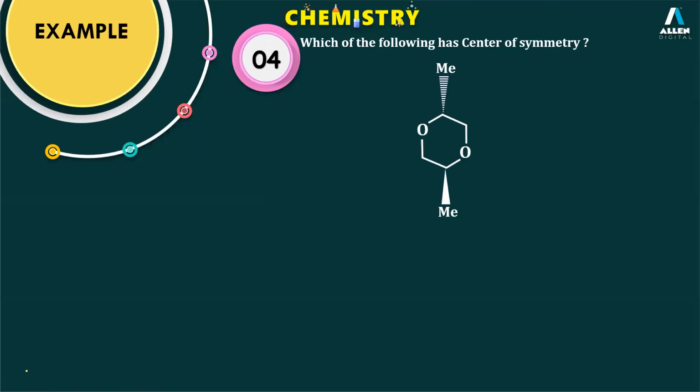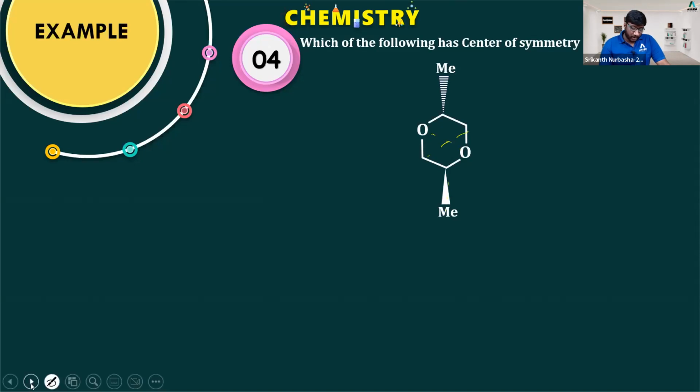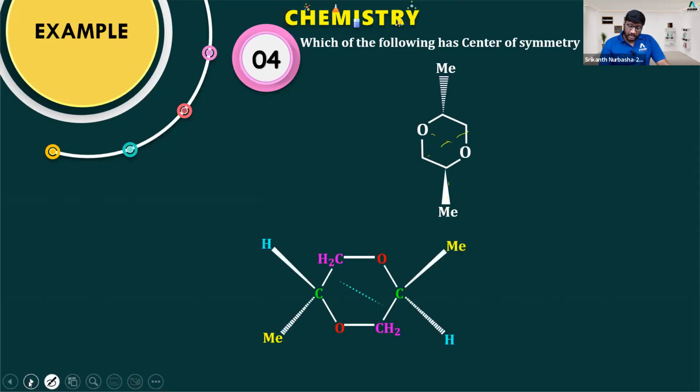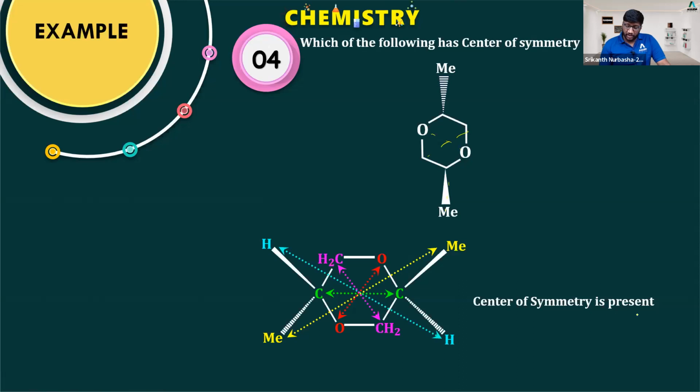Yes, sir. Yes or no? Again, the oxygens are at the same distance. These carbons, this methyl above and this methyl down, are also found to be at equal distance. So you will again have a center of symmetry in this particular case. Yes or no? Center of symmetry is again present.